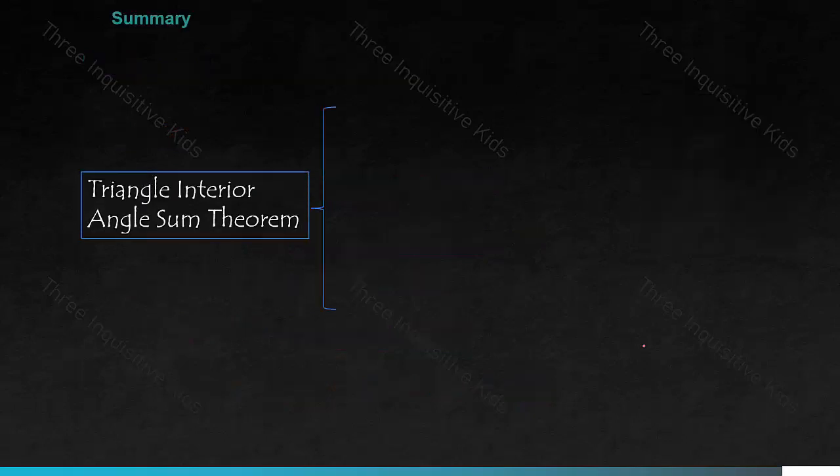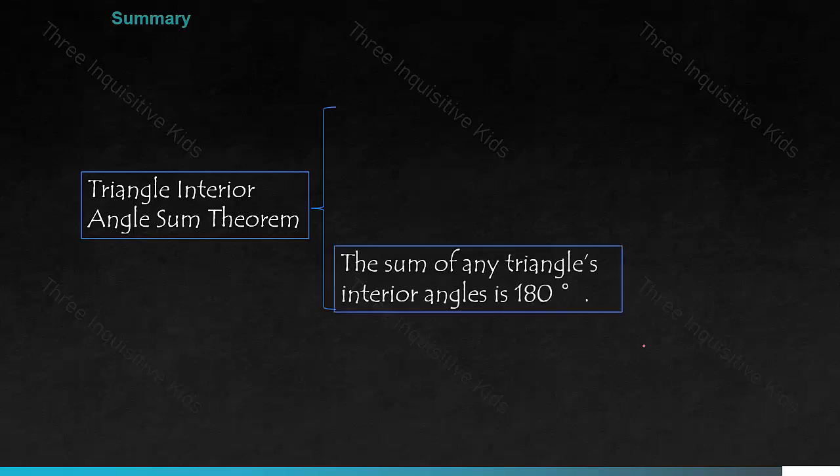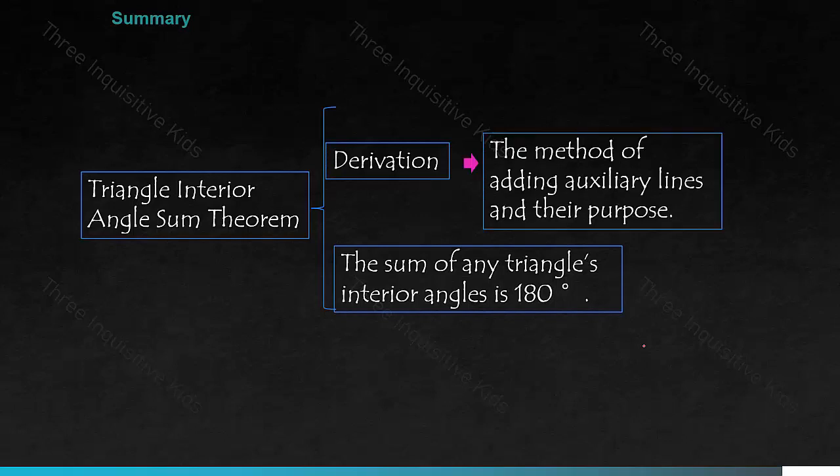Summary. Today we learned about the triangle interior angle sum theorem. We learned that the sum of any triangle's interior angles is 180 degrees. We learned about the method of adding auxiliary lines and the purpose of these guidelines. So I hope you learned something from this video, and I hope you'll come back for the next lesson.